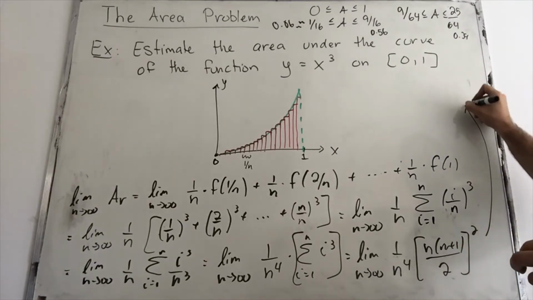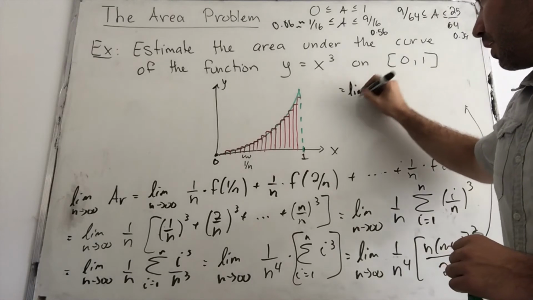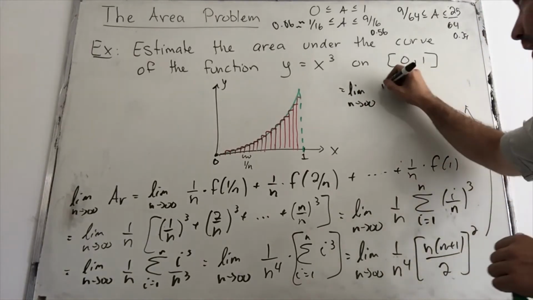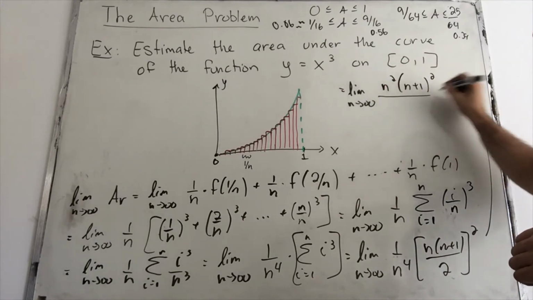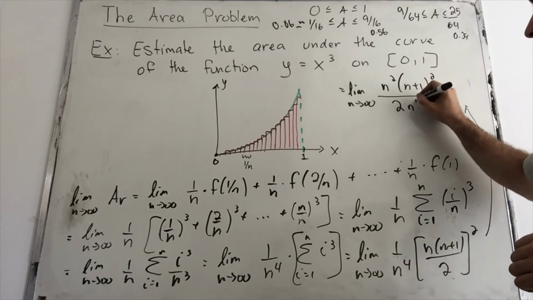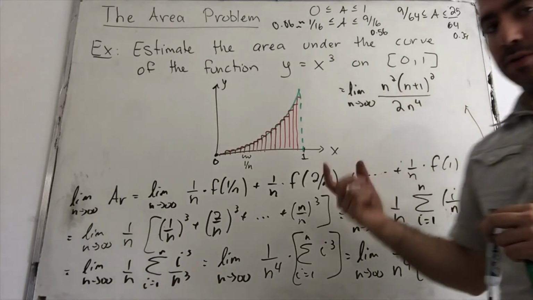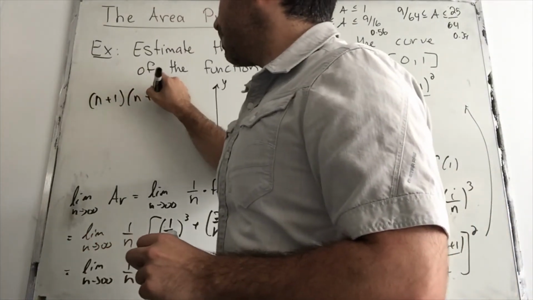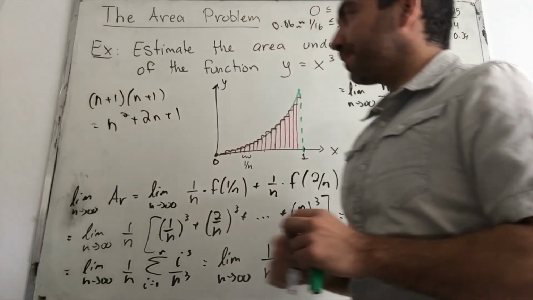I'm just going to come up here. So what we get is the limit as n goes to infinity of, if I expand it, n squared times n plus 1 squared over 2n to the 4. Expanding the n plus 1 squared, this is a binomial, so you're just doing n plus 1 times n plus 1, which gives us n squared plus 2n plus 1.